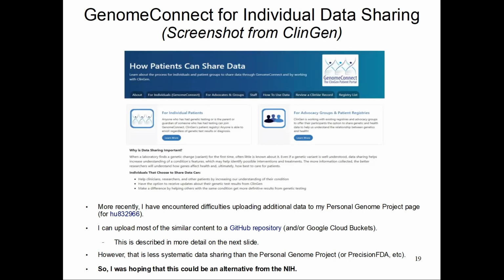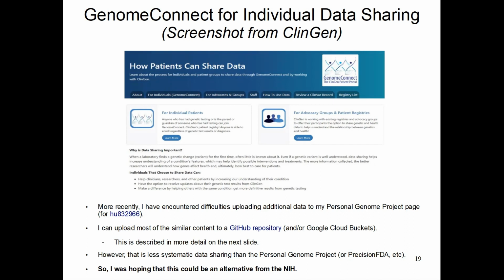Different people might have different ways they'd want to share their files. So I was hoping the NIH was doing something that worked like the Personal Genome Project or PrecisionFDA or others, to have a way to systematically share data so that you can understand what's being shared. I believe Genome Connect provides this goal, although I believe it provides something different than what I'm currently doing. So I'm still going to provide information on GitHub. I'm going to show you, hopefully somewhat briefly, an example of that so you can understand what I still am doing and what I was trying to find an alternative for. And then I'll finally get back to the topic of Genome Connect.